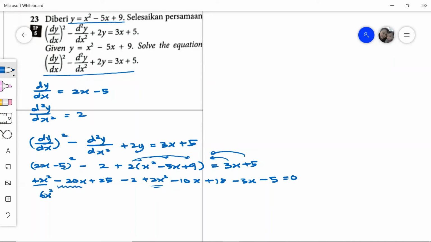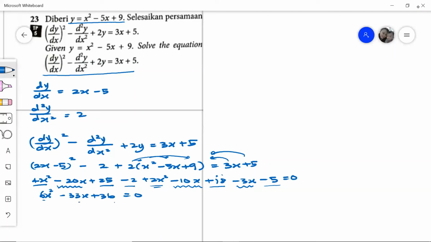Next, minus 20x, minus 10x, and minus 3x, so we have negative 33x. Okay, finally, combine the numbers. So 25 minus 2 is 23. 23 plus 18, we have 41. 41 minus 5, we have 36. So plus 36, equals 0.